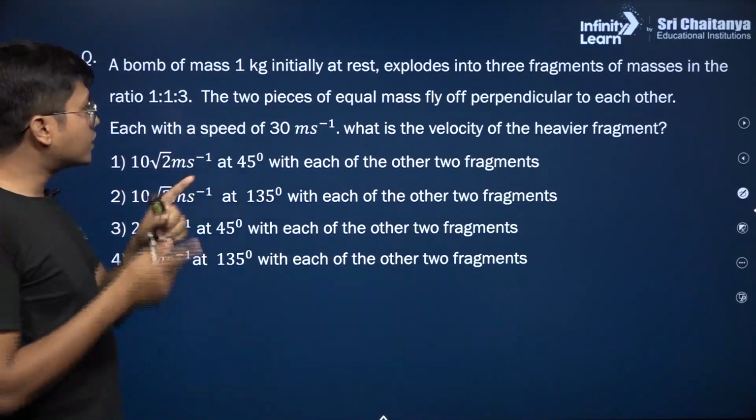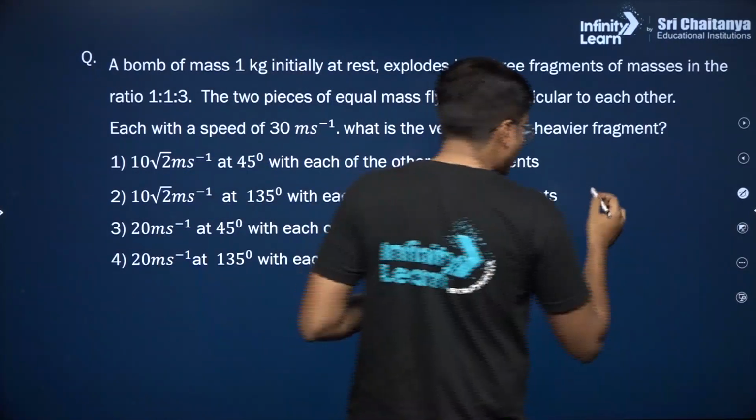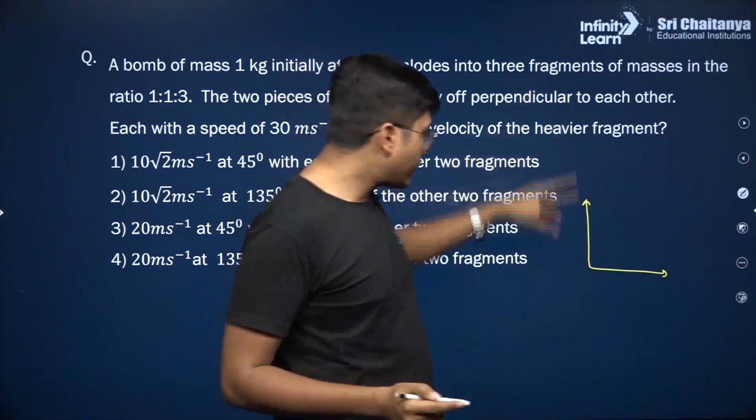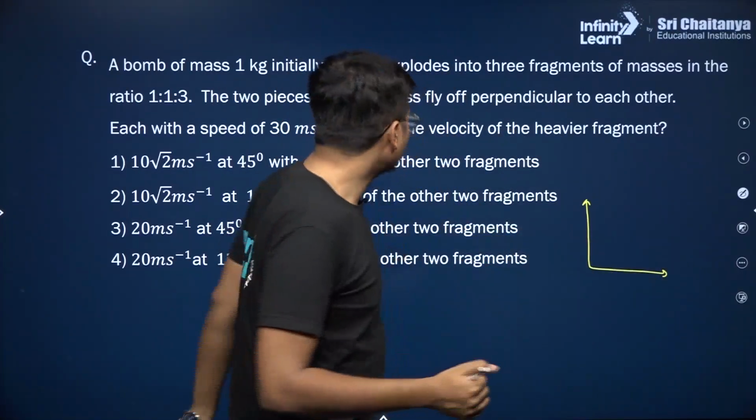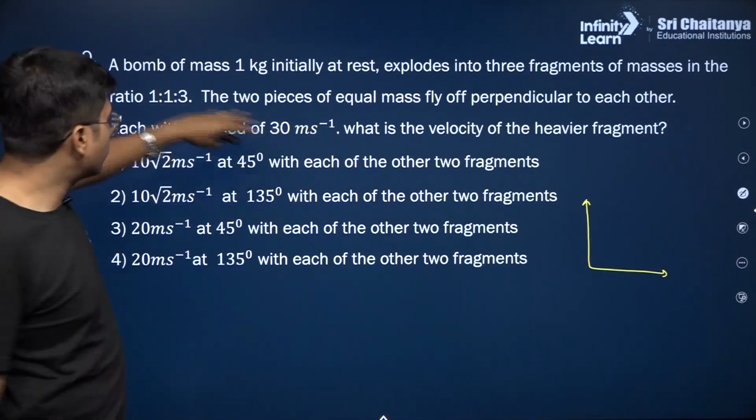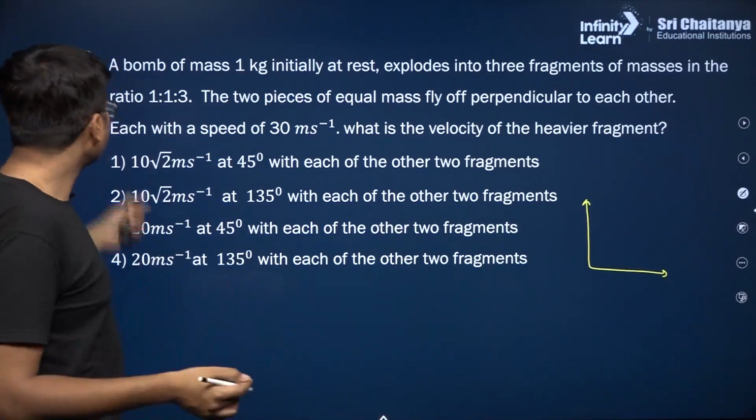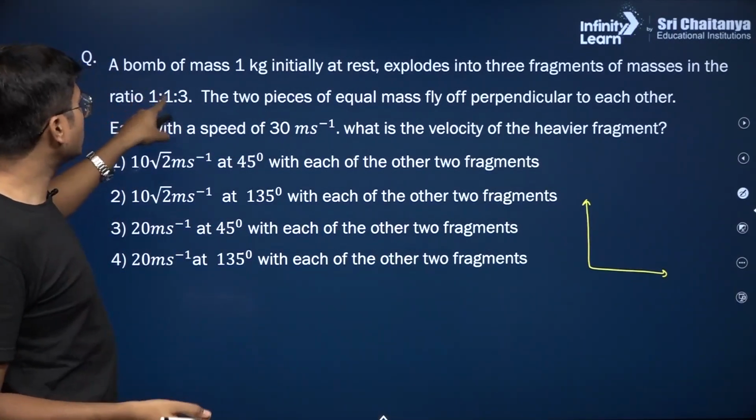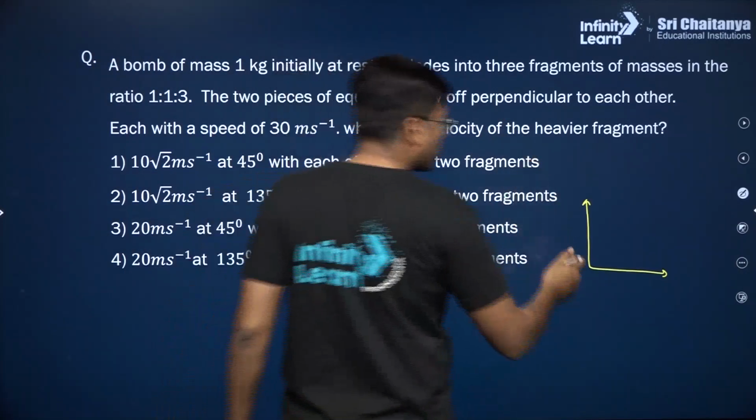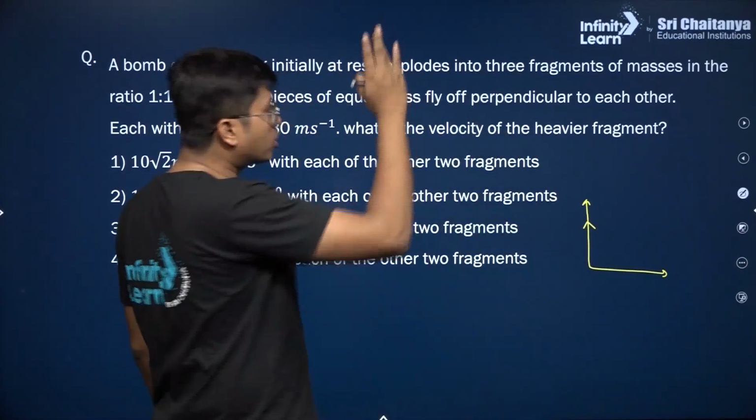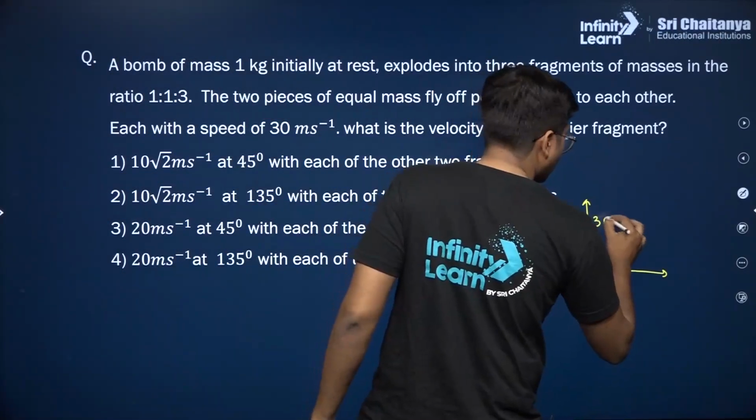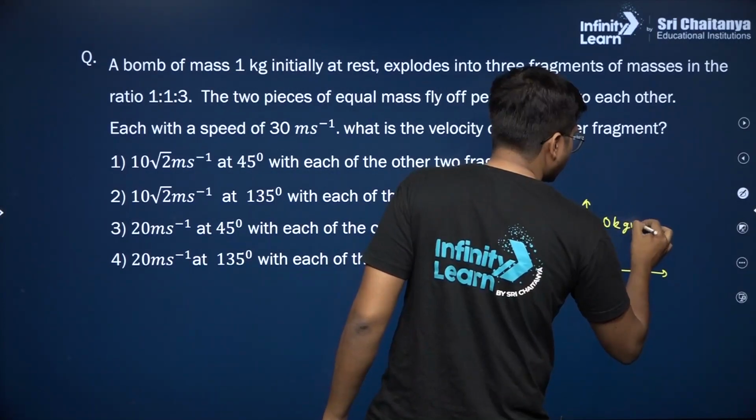So since the 2 equal pieces fly off perpendicular to each other, we can assume that they move along the x and y axis. So you have one piece going in this direction, the other piece going in the other direction over here. And even though it's 1 kg, forget that, because we're dealing with ratios, everything's going to cancel out anyway. So we'll treat this as 1 kg, 1 kg and 3 kg. So if on this side you have a mass of 1 kg going, your momentum on that side is going to be 1 into 30, so 30 kg meter per second.